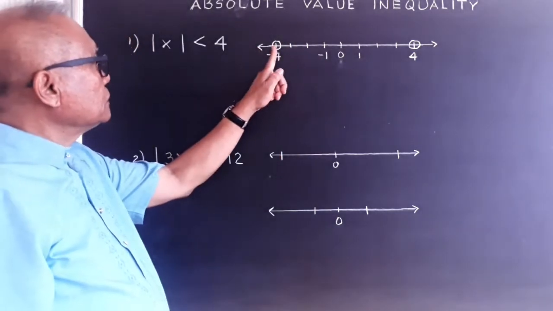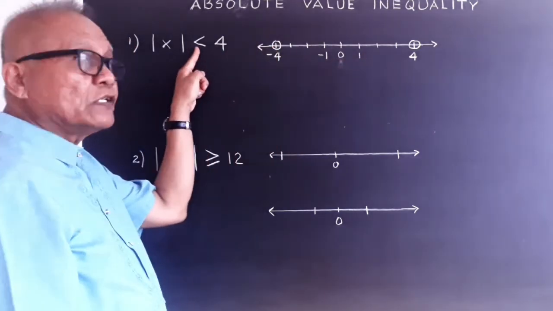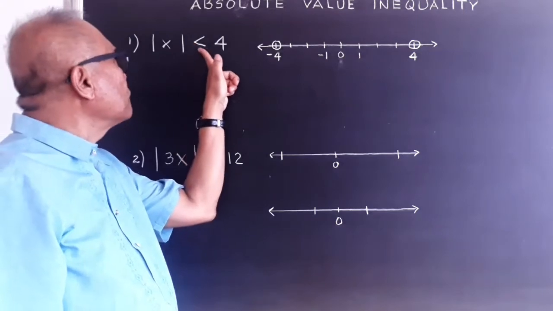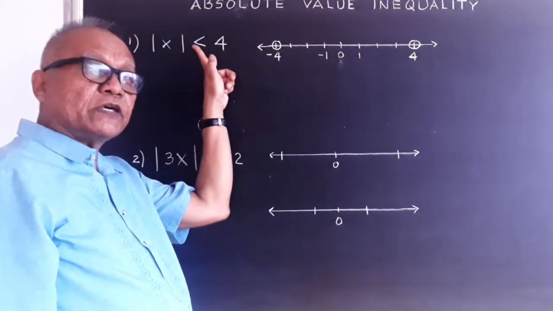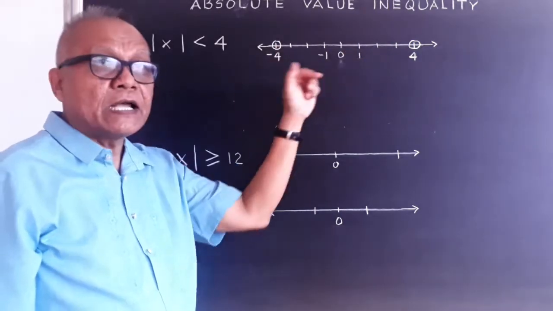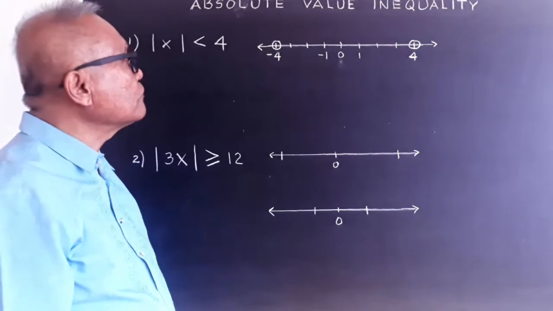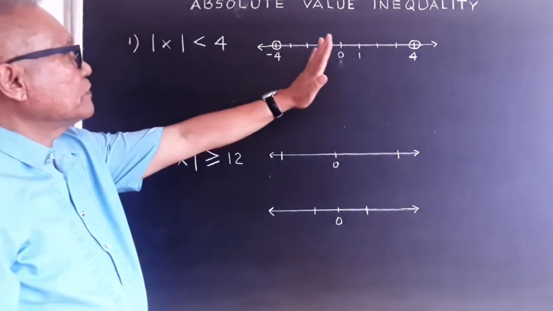This one is unshaded, the other one is also unshaded because we have only less than. We don't have the equals. When we have the equals here also, then we shade this one, we shade that one, meaning they are included in our solution of the values of x. So we have that one.